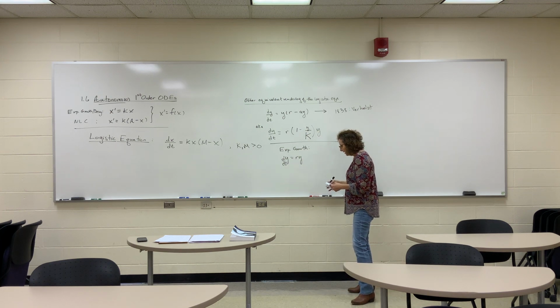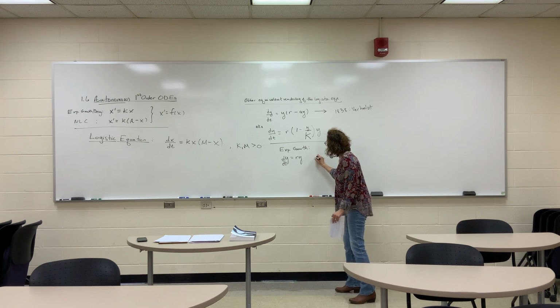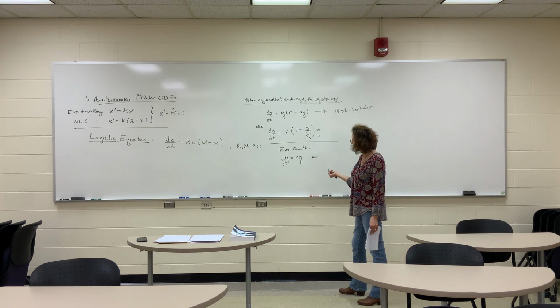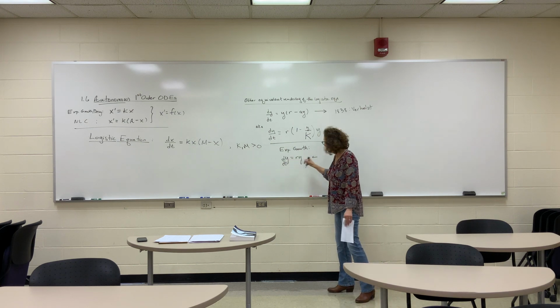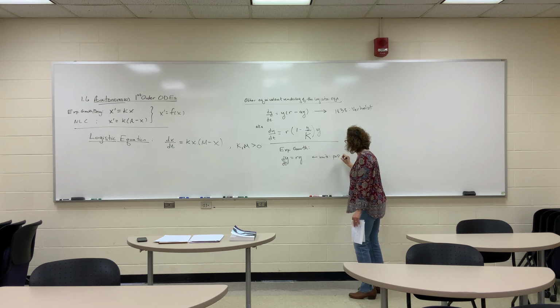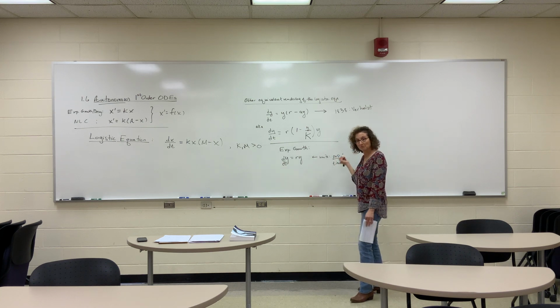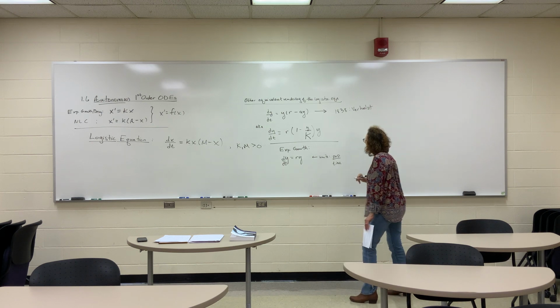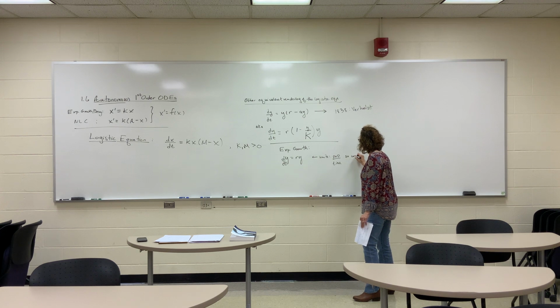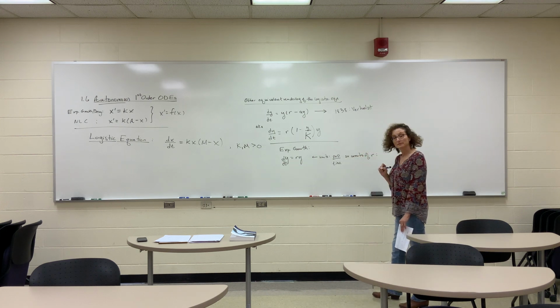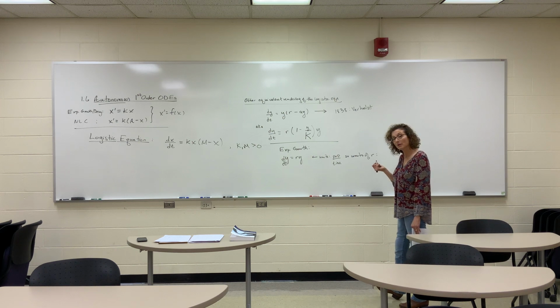So what are the units of both sides of this equation? Well, y is whatever you're measuring your population in. T is time. So population per time, numbers per time. And so what are the units of r?